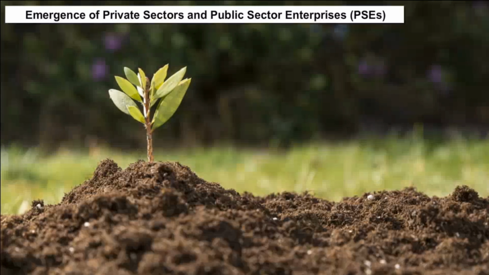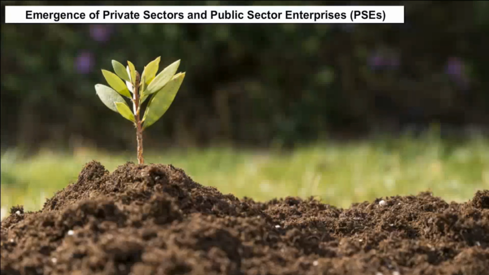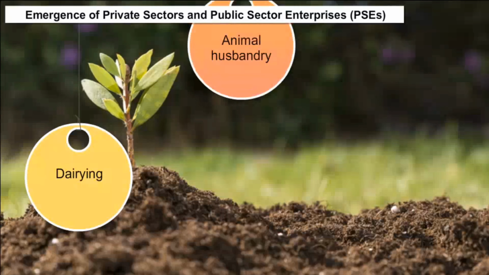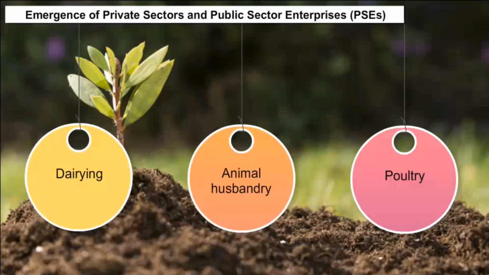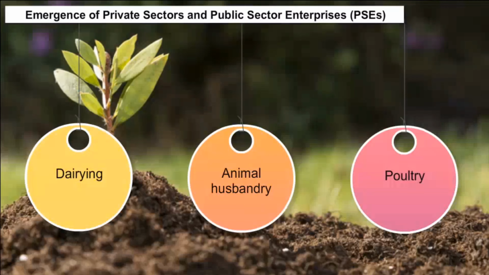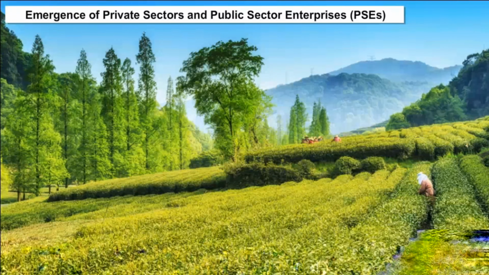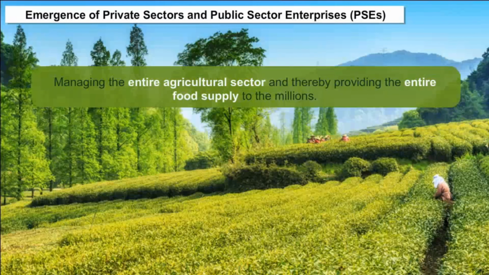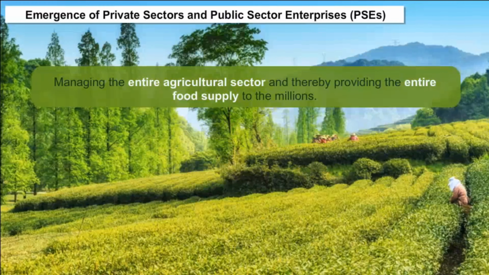Emergence of private sectors and public sector enterprises, PSEs. The most dominant sectors like dairying, animal husbandry and poultry are totally under the control of the private sector at present. Thus, the private sector has played an important role in managing the entire agricultural sector and thereby providing the entire food supply to the millions.